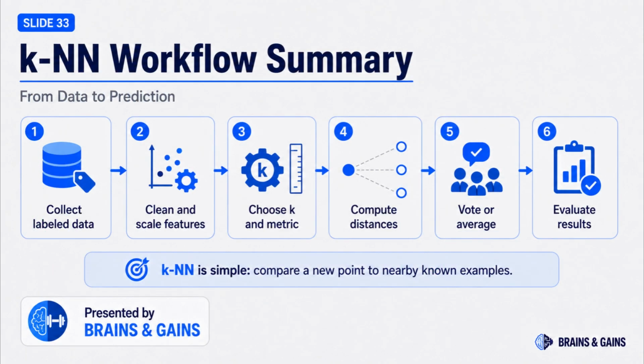The complete workflow is straightforward. Collect labeled data, clean and scale the features, choose K and a distance metric, calculate neighbors, make the prediction through voting or averaging, and finally evaluate performance on unseen data.